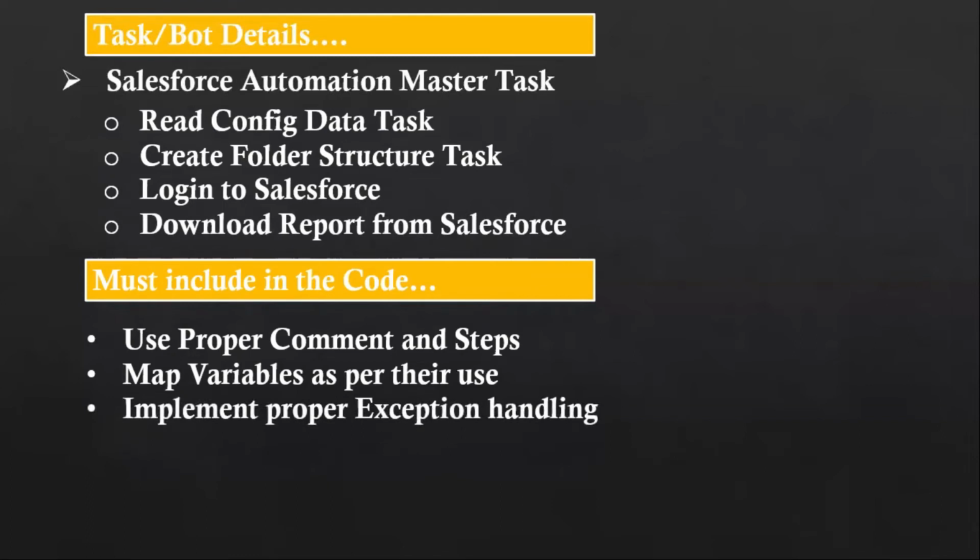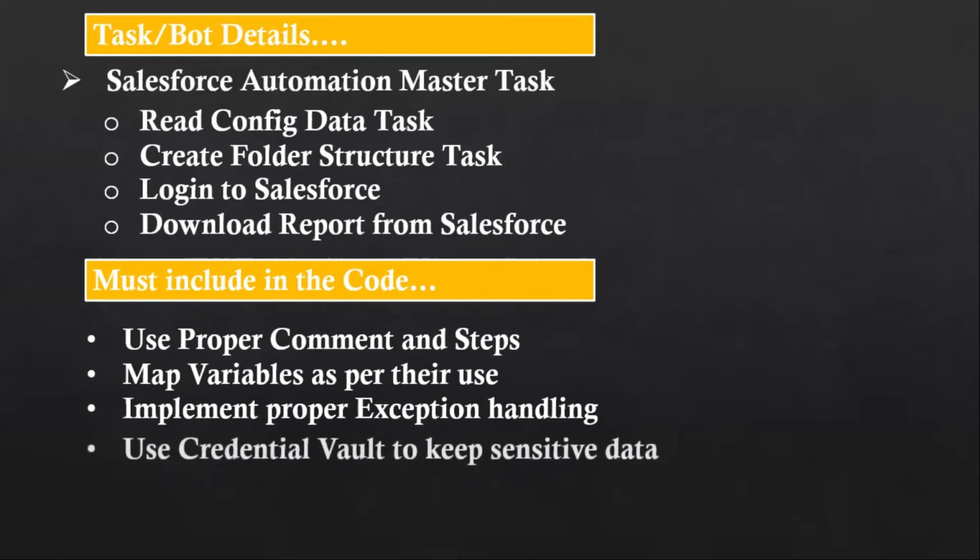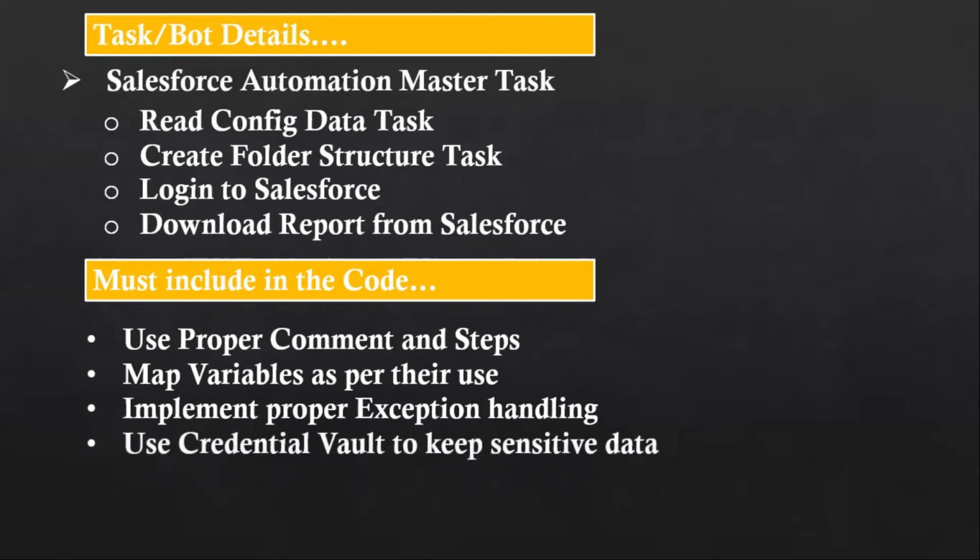If you are developing your task, make sure you are putting in proper exception handling, so it can give you proper error information in case your bot fails. Make sure you are using the credential vault to keep your sensitive data like username and password. And you can also keep log information in your code, so it will help you monitor and understand how your bot is performing.